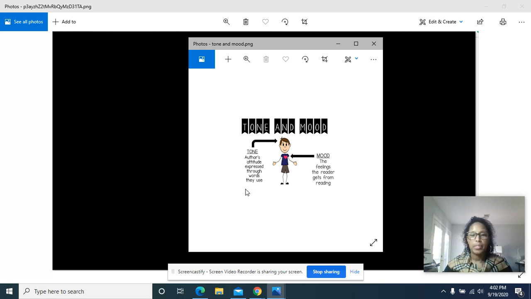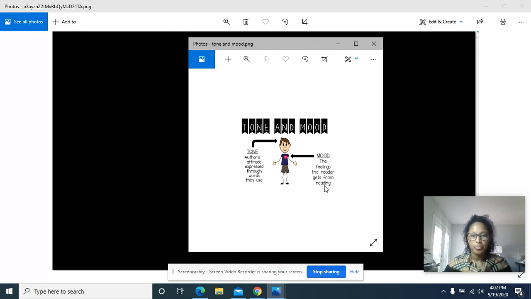Now, the other part is mood. Mood is the feelings the reader gets from reading. Okay. So it's the atmosphere that's created. It's what you're feeling. Are you feeling something? That is the mood of the piece, whether it feels dark and dreary and gloomy, or whether it feels bright and shiny and happy. So that's mood.